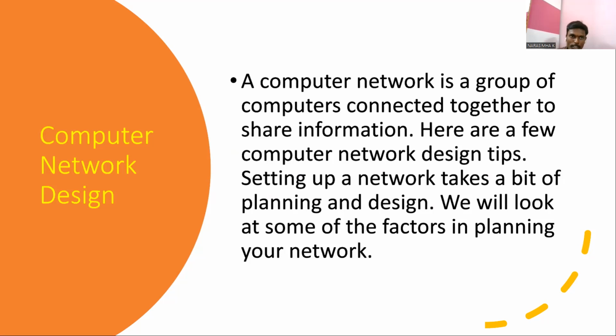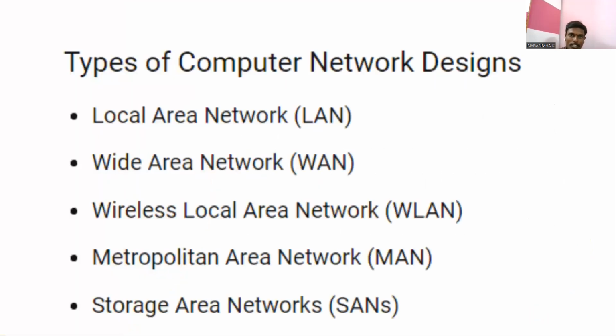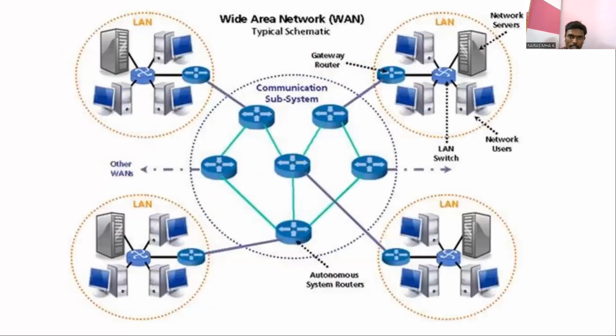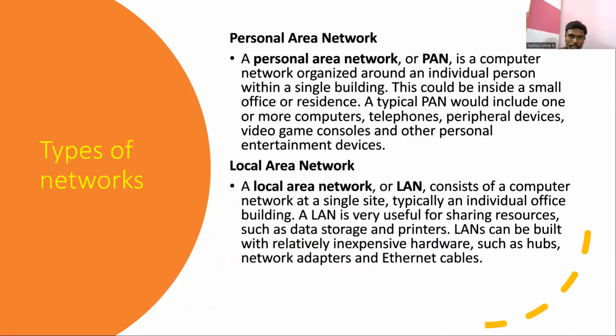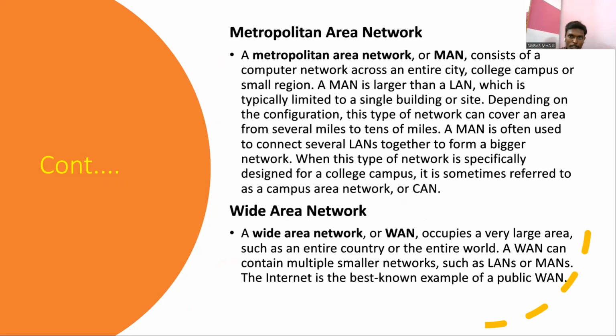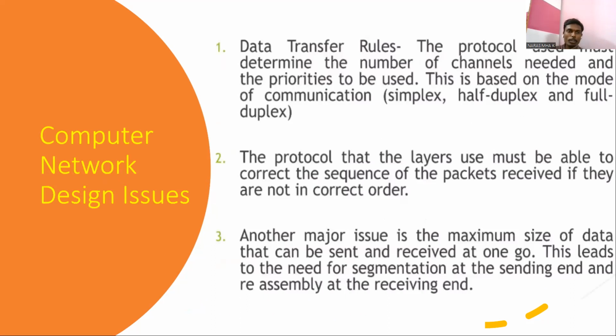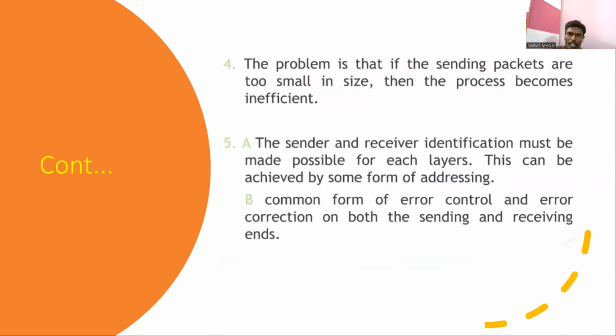Computer network design is based on what the computer network has been designed for. Types of designs: PAN, LAN, MAN, and WAN. That is the personal area network, local area network, metropolitan area network, and wide area network. This is our main topic: computer network design issues, data transfer rules, and the protocols to be managed, and the maximum size of the data which should be received from sender to receiver. And the fourth one is the efficiency of sending packets, and the sender and receiver should have equal priorities. And the identification is very well known. And all the 7 layers which I have mentioned before should work in a proper manner when there is data transfer between the sender and the receiver.